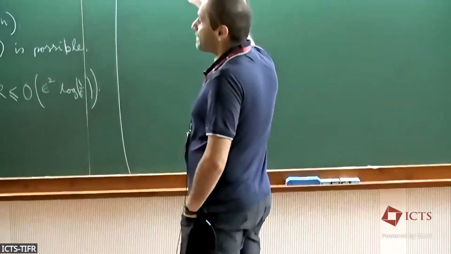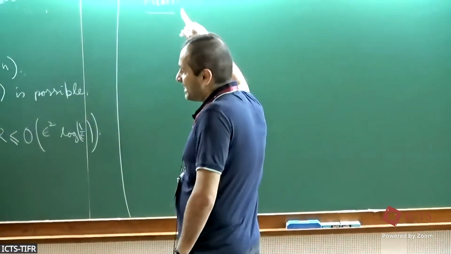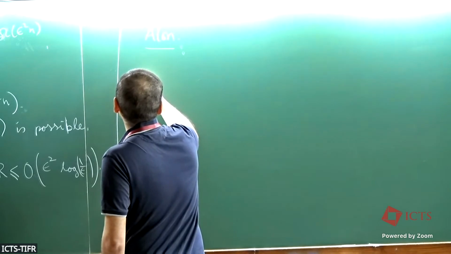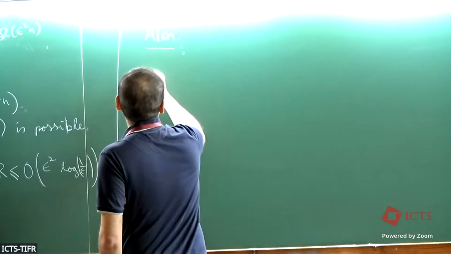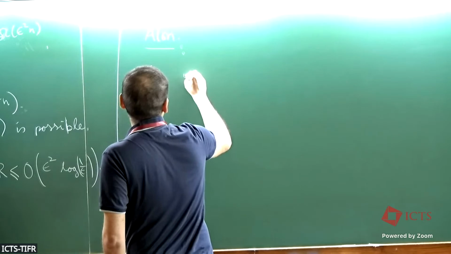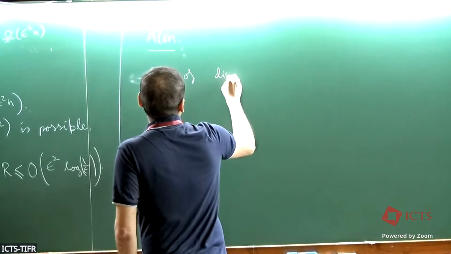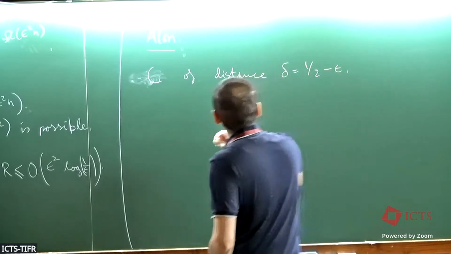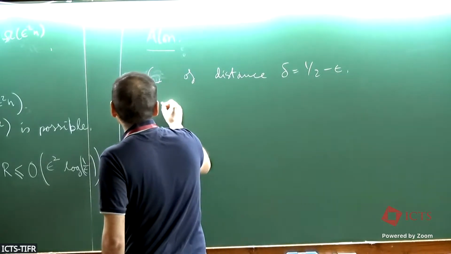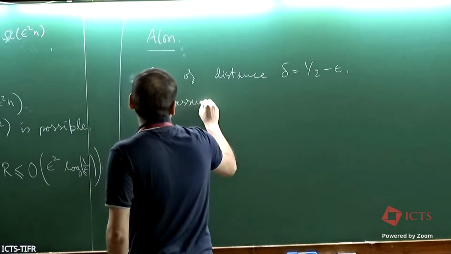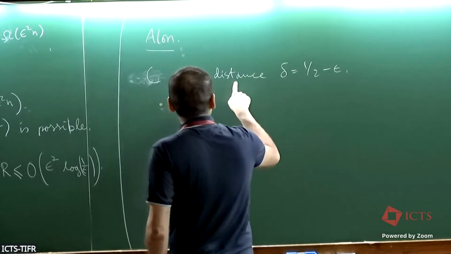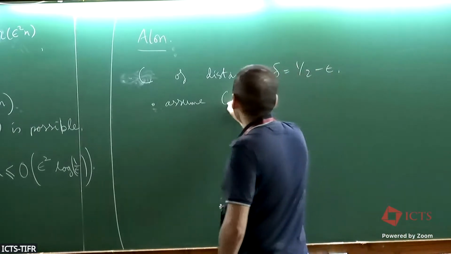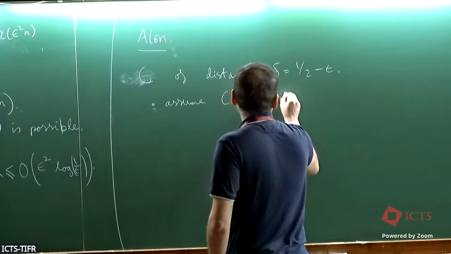So there are some catches, and they can be removed, but I need to do this. First we'll assume we have a code C of distance delta, which is half minus epsilon. And we're going to assume actually something more. We'll assume that it's not just distance half minus epsilon, it's bias epsilon. That C is epsilon biased.